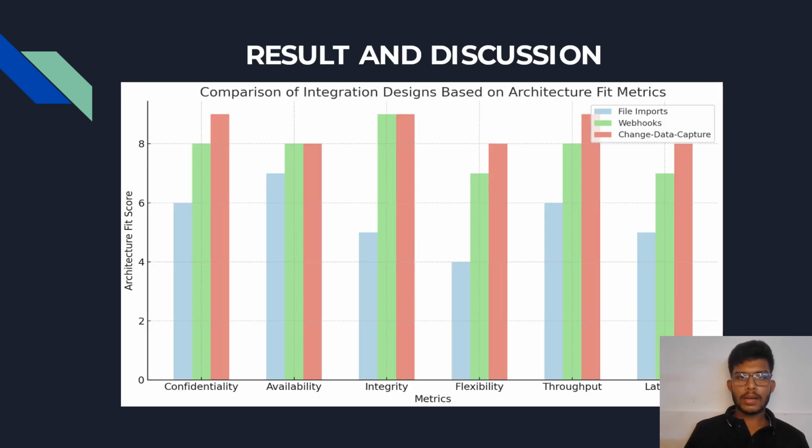So this is the comparison of integration designs based on the architecture fit metrics. On the y-axis, we can see the architecture fit score, and on the x-axis, there are the metrics. In blue color, the file import has been shown. In green color, webhooks, and in orange color, change data capture has been shown. The first one is confidentiality, second one is availability, third one is integrity, the fourth one is flexibility, the fifth one is throughput, and the sixth one is latency.